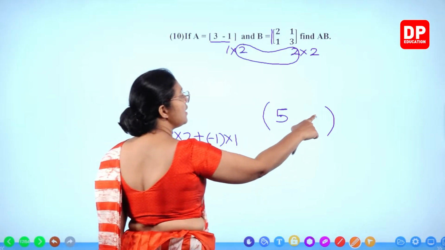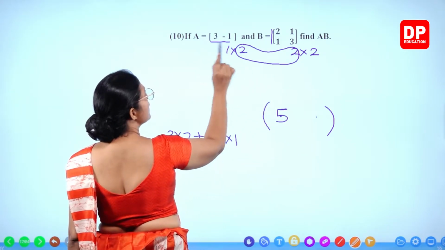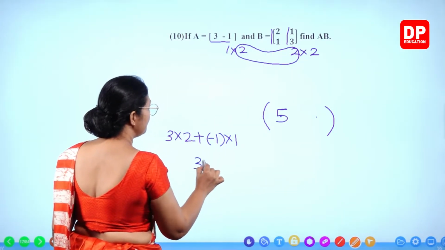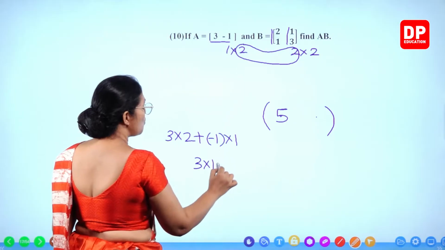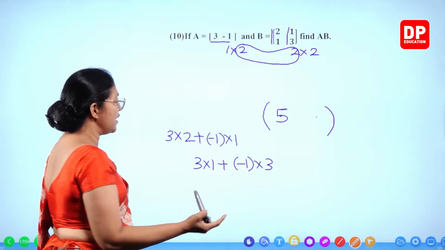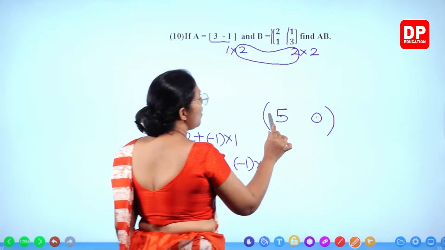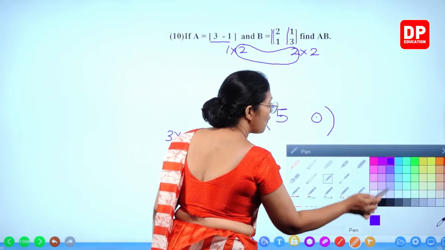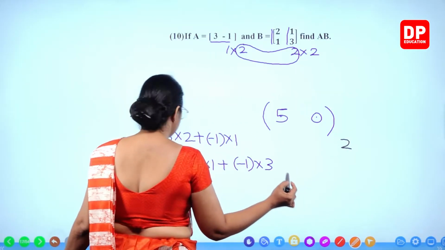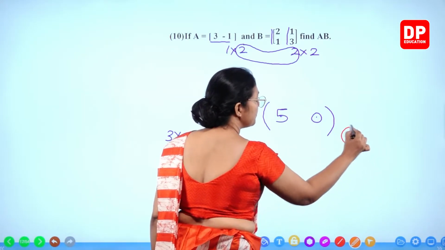Then what about this one? This is first row, second column value. First row, second column value means first row with second column. Then you have to multiply 3 times 1 and then minus 1 times 3. 3 and minus 3, you get 0. So here the value is 0. So you get 1 by 2 matrix, that's 5 and 0. So you get 2 marks for that.